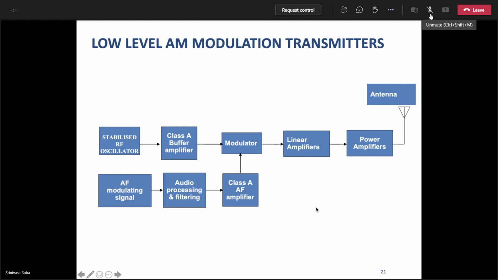So in the exam, if it is given, the purpose of the linear amplifier also you should clearly mention. If you can write down one or two sentences that it produces linear amplification only, then you'll get good marks. You can get full marks.